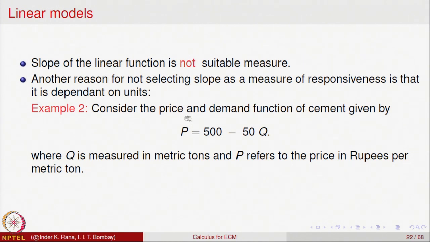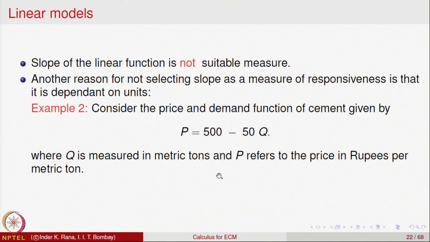Consider a price and demand function of, say, cement, which is given by P equals 500 minus 50 times Q. This is again a linear price-demand relation where Q is the quantity of cement being sold. Cement is sold in units, let us say metric tons, and P is the price in rupees per metric ton. So, the unit for the quantity is metric tons and the price is per metric ton. So, this is a relation.